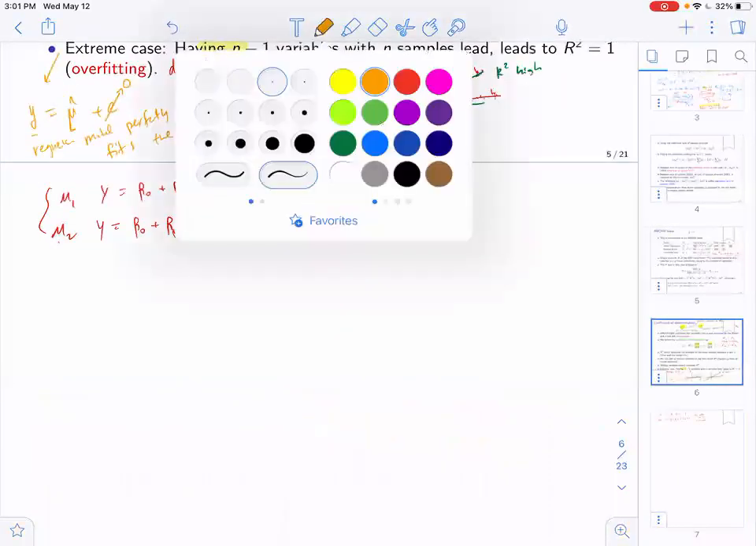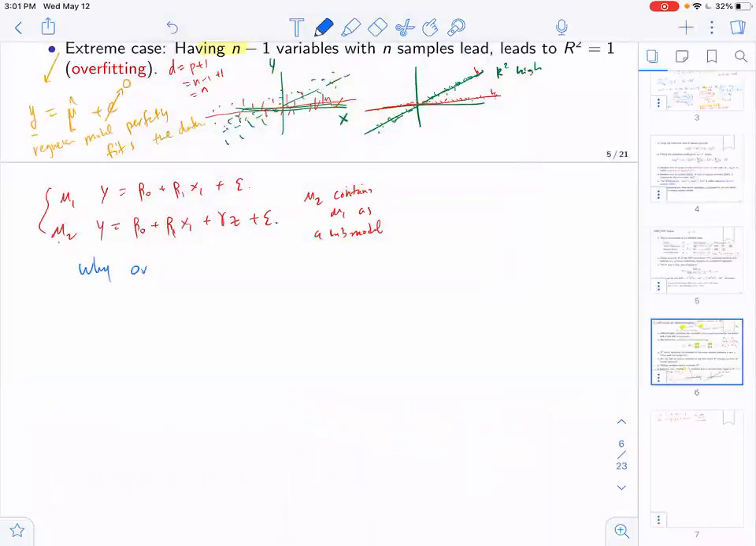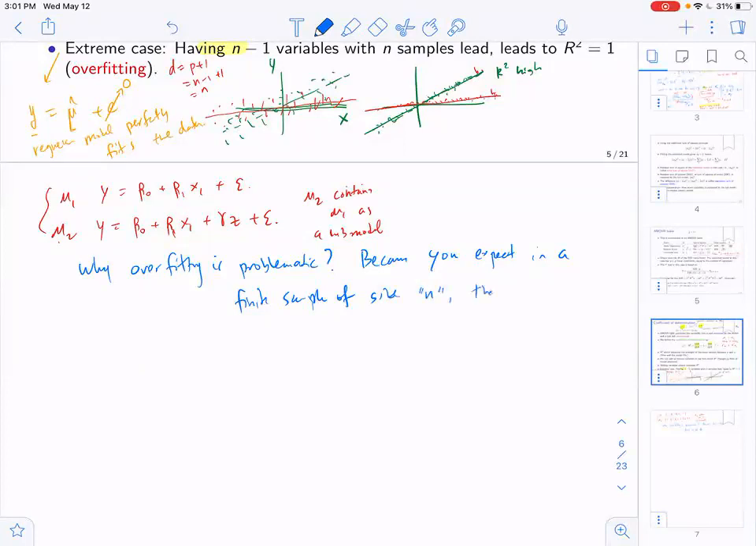So why is overfitting problematic? Because you expect that in a finite sample of size n, part of the variability or variation in y is due to noise. So we don't want to perfectly fit the data.